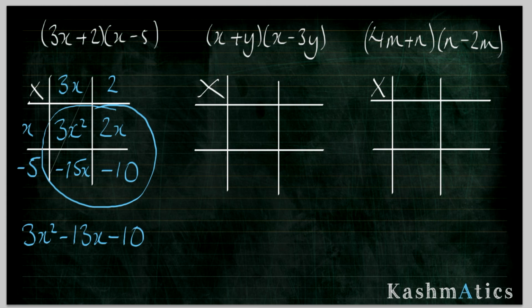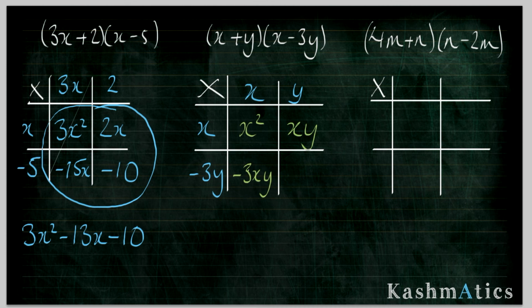Right, let's go on to the second one. So x, y, and we've got an x and minus 3y over here. Now let's just grab a different color. So x times x, easy, x squared, x multiplied by y is xy. Minus 3y multiplied by x is minus 3xy.